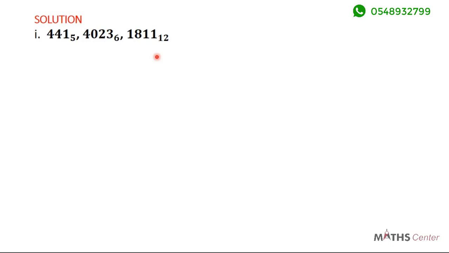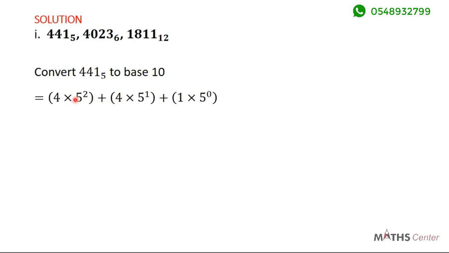As I said, it is always advisable to convert to base 10, since we are comfortable handling base 10 numerals. So convert the first number here to base 10. You convert 4415 base 5 to base 10. Converting this to base 10, we have 4 times 5 exponent 2 plus 4 times 5 exponent 1 plus 1 times 5 exponent 0. By this time, you should be comfortable with converting numbers to base 10.